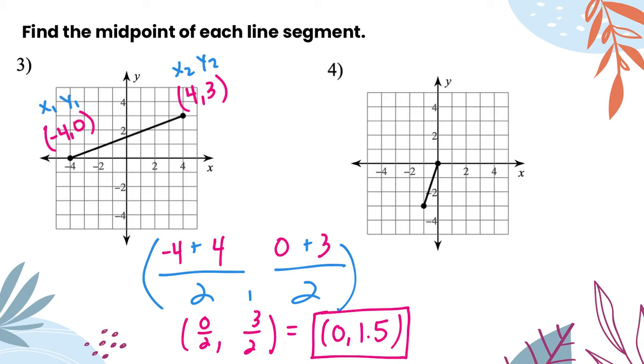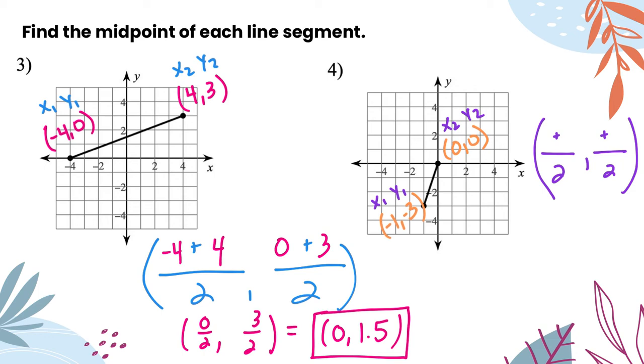Same thing is happening for my second one. I'm at 0, 0, and 1, negative 1, negative 3. So that's x1, y1, x2, y2. So that's going to give me negative 1 plus 0 and negative 3 plus 0, which will give me negative 1 over 2, comma negative 3 over 2. And if we write this as a decimal, negative 0.5, comma negative 1.5.